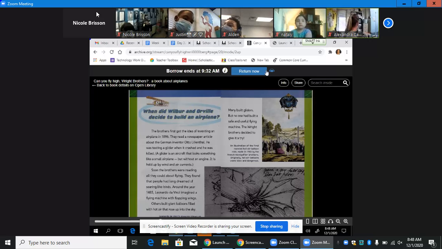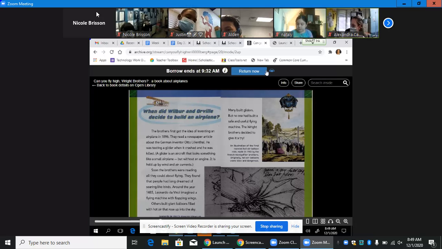Soon, the brothers were reading all they could about flying, so they were really interested in flying. They found that people had long dreamed of soaring like birds. Around the year 1485, so long, long ago, Leonardo da Vinci imagined a flying machine with flapping wings. Others built giant balloons filled with hot air that rose up in the sky.